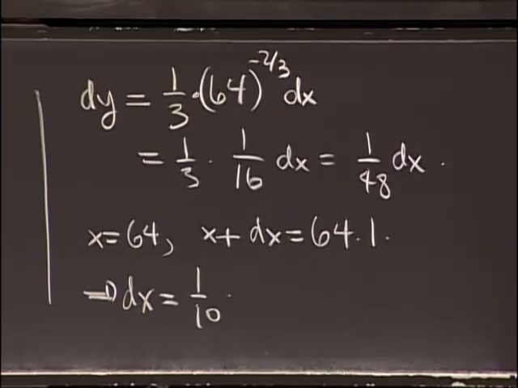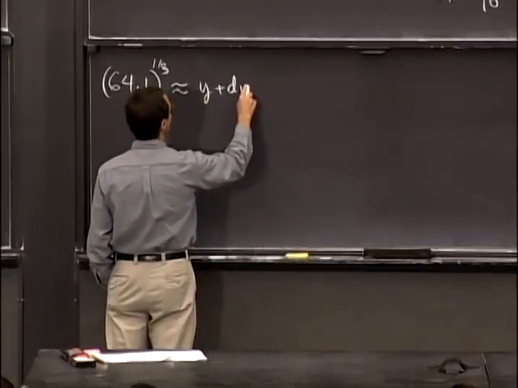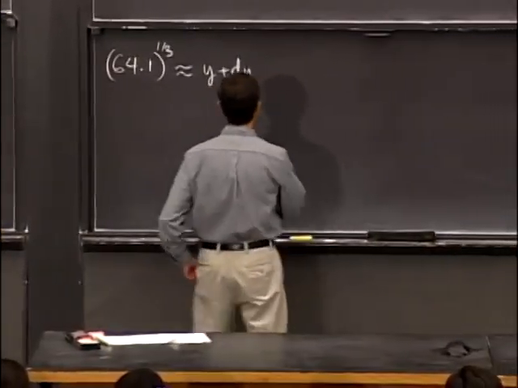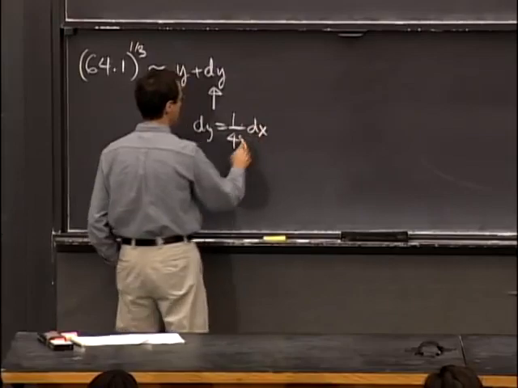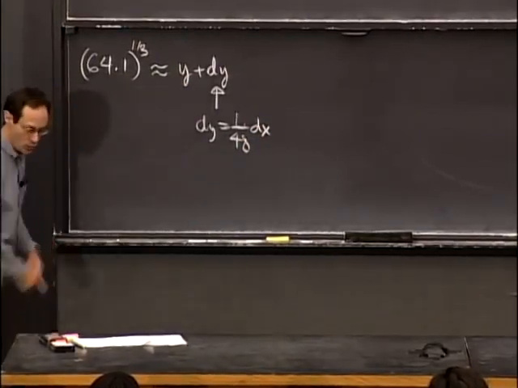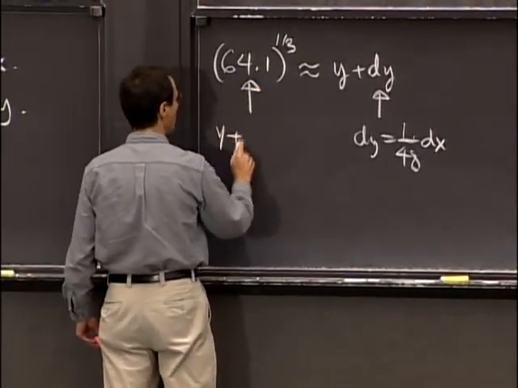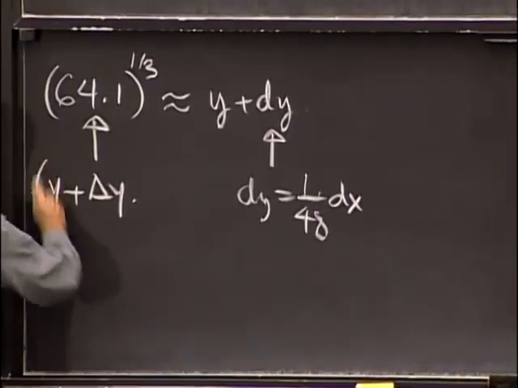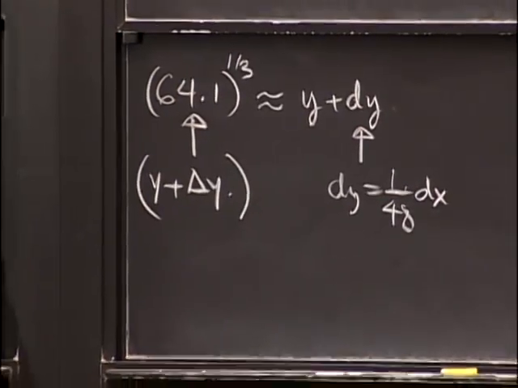The approximation says that 64.1 to the 1/3 is approximately what I'm going to call y plus dy, because the dy that I'm determining here is determined by this linear relation: dy is equal to 1/48 dx. This is only approximately true, because what's really true is that this is equal to y plus delta y in our previous notation. So this is, in disguise, what this is equal to, and that's only approximately equal to what the linear approximation would give you.